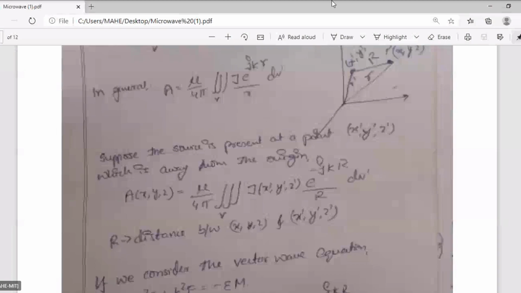Okay. Now, we have not discussed the solution for F in terms of M. It is on similar lines. Instead of mu, we have epsilon. Instead of A, we have F. Instead of J, we have M. So on similar lines, you can derive the equation for F.